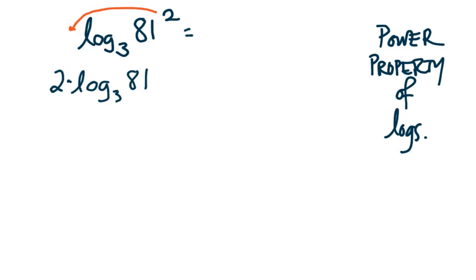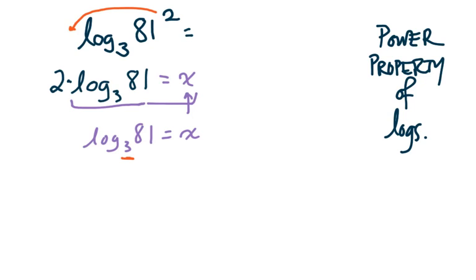Well, let's go ahead and we're just going to chunk it. We're going to take a part of this, the log base 3 of 81, and we're just going to figure out what that equals. And whatever that equals, that's what we'll multiply by 2. So we're going to figure out what x is here. So let's go ahead and take the log base 3 of 81 equals x. We are going to take the base 3 and raise it to the x power, and that'll equal 81. So we just have to figure out what x is.